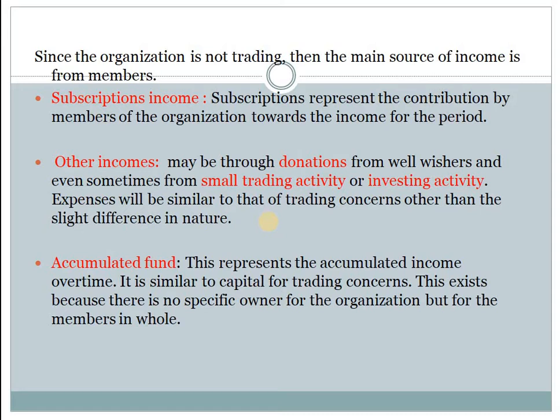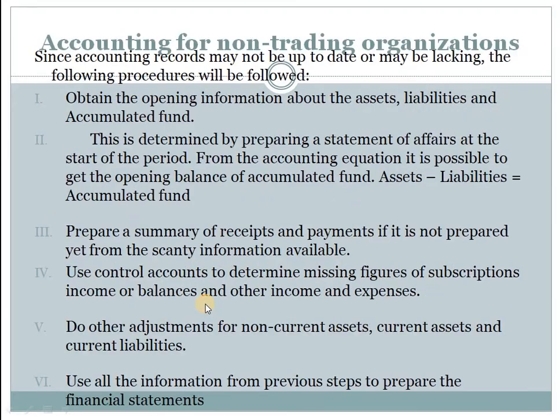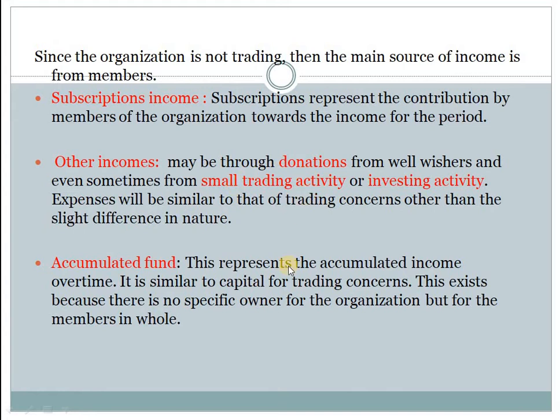Also, they may have an accumulated fund. This represents the accumulated income over time. It is similar to the capital of trading concerns, but exists because there are no specific owners of the organization, but rather the members as a whole. This accumulated fund is found by taking assets minus liabilities.